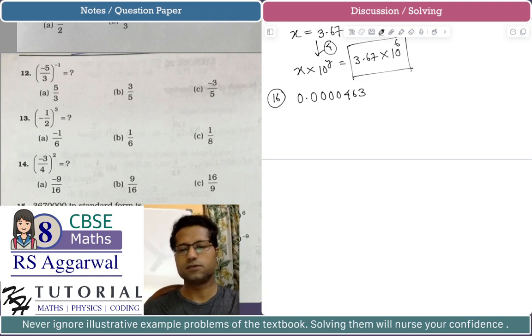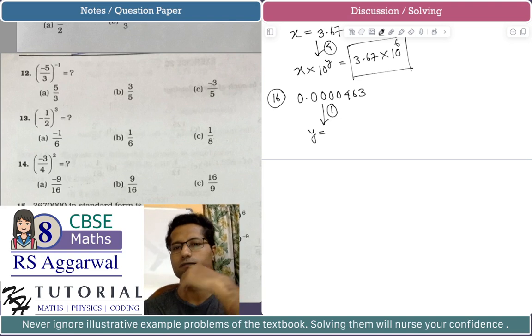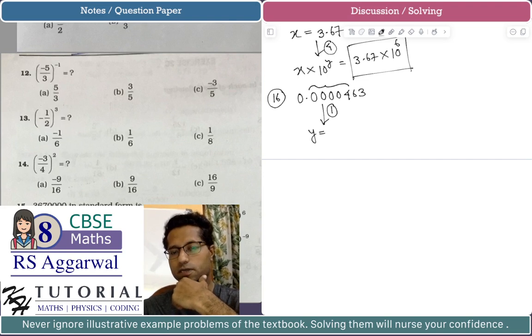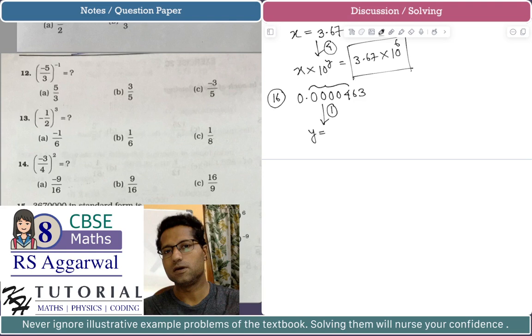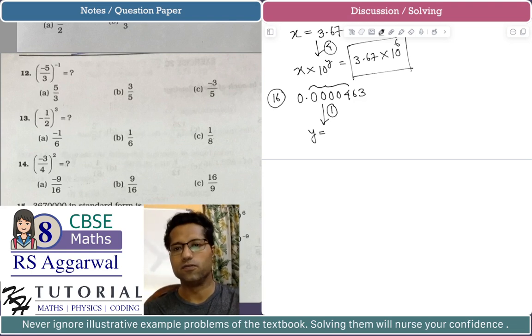What are the steps? First we have to find y. What is y? Y is the number of digits to the right hand side of the decimal point up to the first non-zero digit. So y will be the number of digits in the given number to the right hand side of the decimal point up to the first non-zero digit. The first non-zero digit is 4. So how many digits are there? There are already 4 zeros and then 4. So y will be 5.